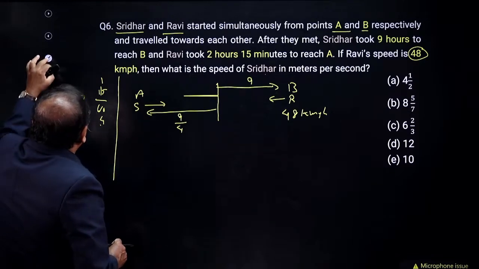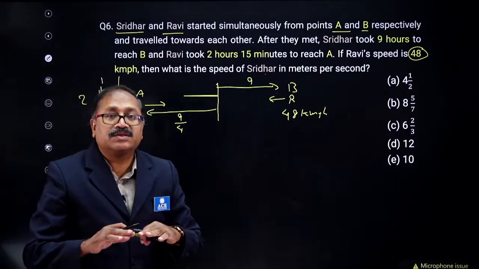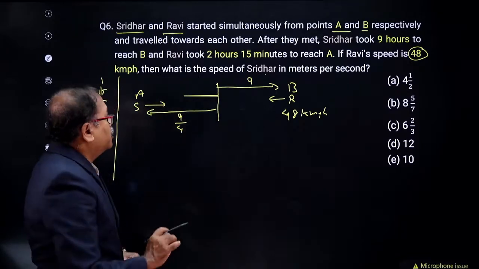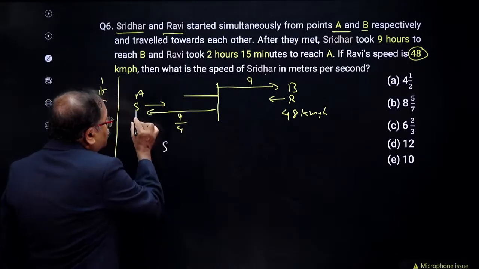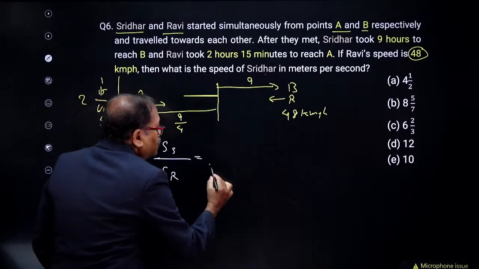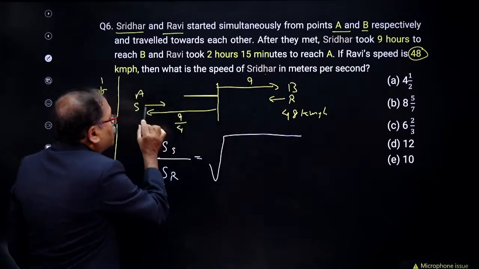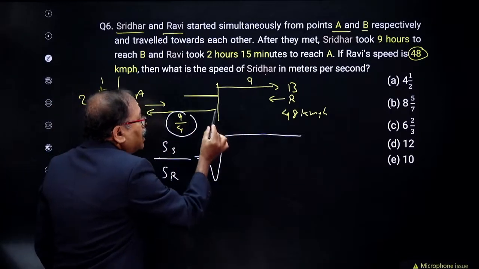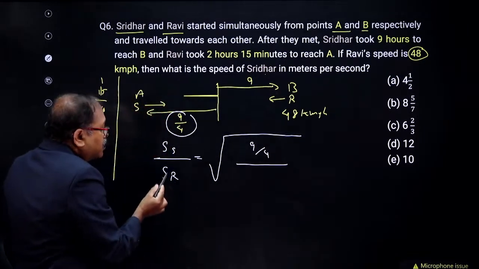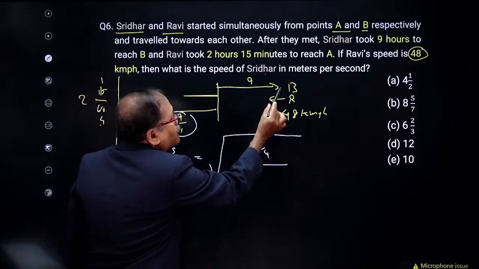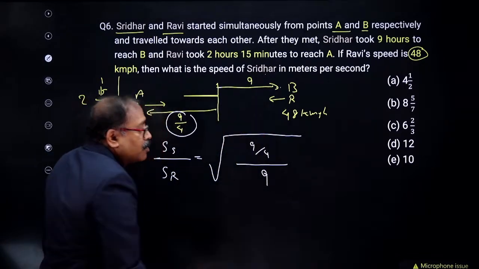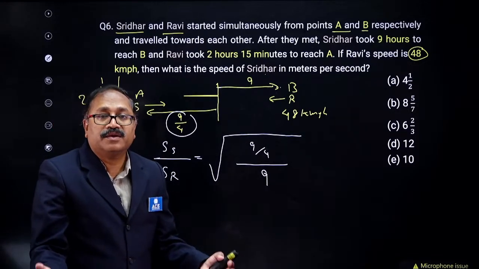Now here there is a formula and we are applying this formula. Please remember this formula. This is one thing you are taking from ACE Online today. The speed ratio of S by speed of R will be equal to the square root of the time taken by R after meeting, so 9 by 4 will come in the numerator, and the time taken by S after crossing will come in the denominator. After crossing it takes 9. That's all. Here is your answer ready.